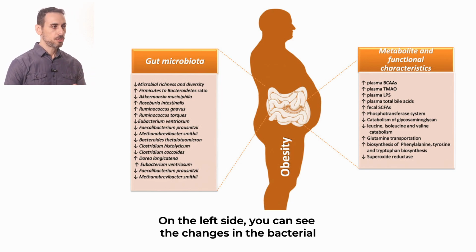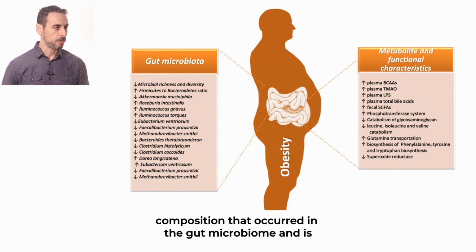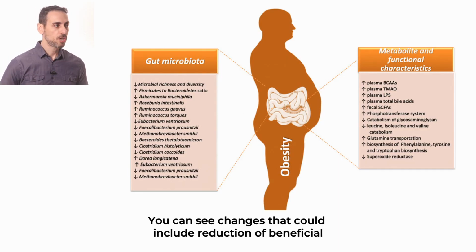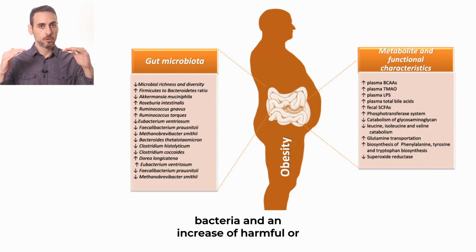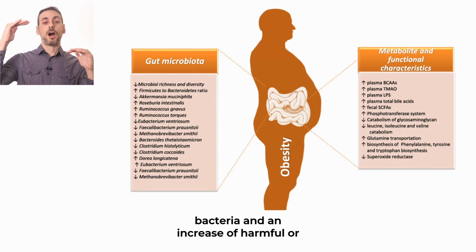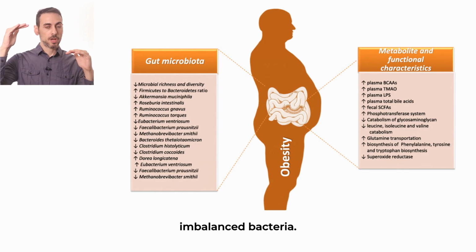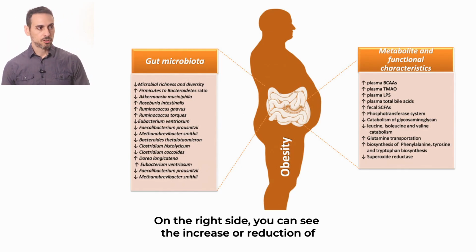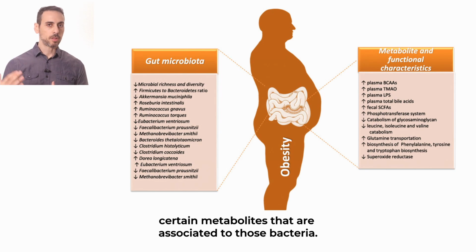On the left side, you can see the changes in the bacterial composition that occurred in the gut microbiome and is associated with obesity and metabolic dysfunction. You can see changes that could include reduction of beneficial bacteria and an increase of harmful or imbalanced bacteria. On the right side, you can see the increase or reduction of certain metabolites that are associated with those bacteria.